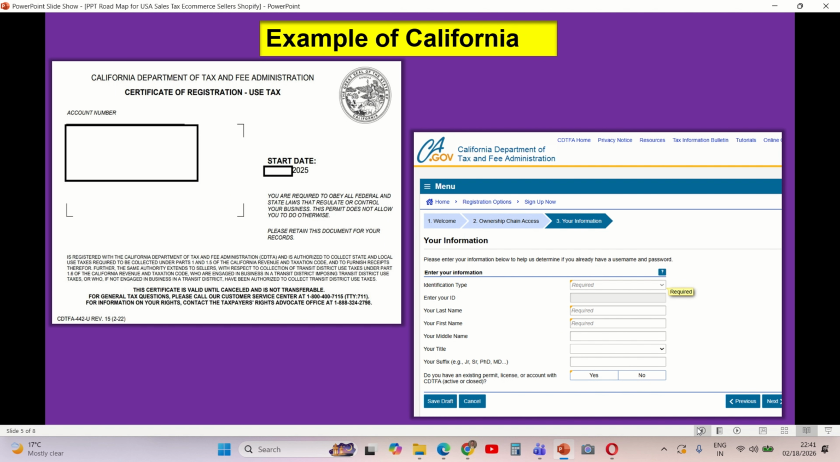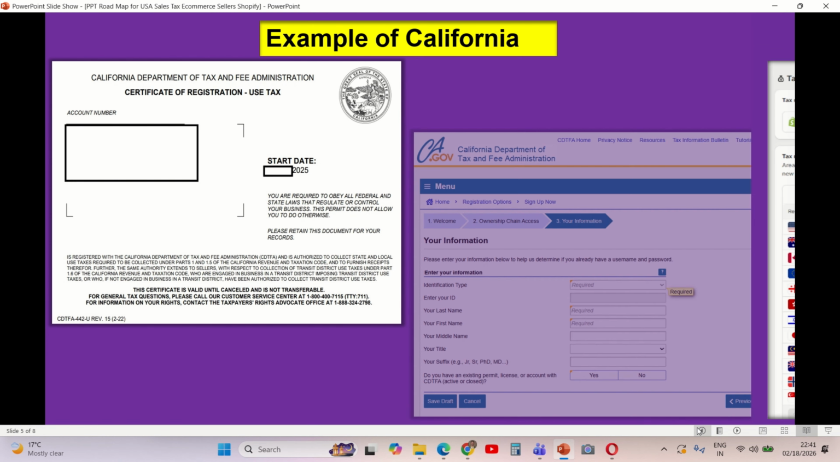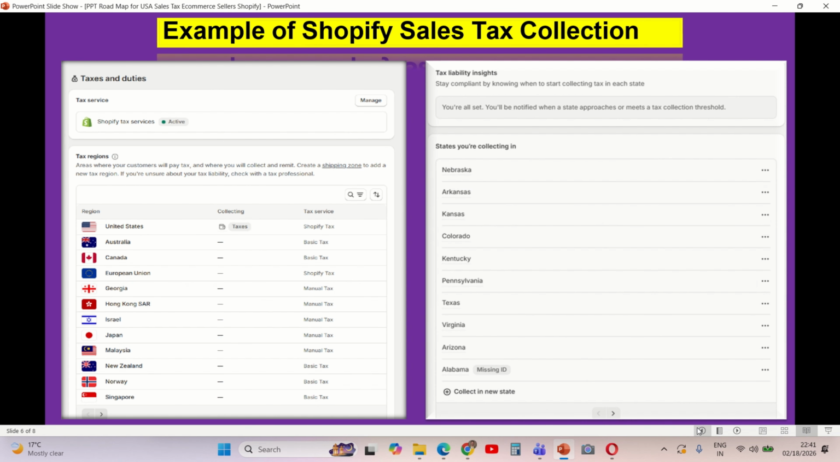Here is an example of the sales tax certificate. Once we apply for the sales tax registration, like for California, we get the California sales tax permit from the CDTFA department. After we get the certificate from the department, we have to enable Shopify sales tax collection. When we applied for the sales tax registration for California, we gave a start selling date, and we have added the start collection date as 1st of January 2026. Then we need to enable the Shopify tax setting on 1st of January 2026 to ensure proper Shopify sales tax collection.